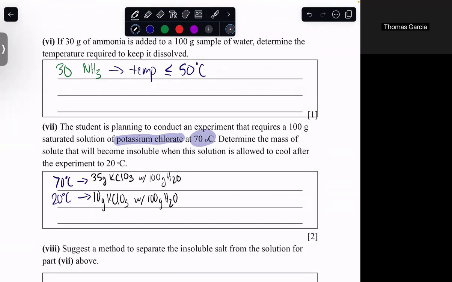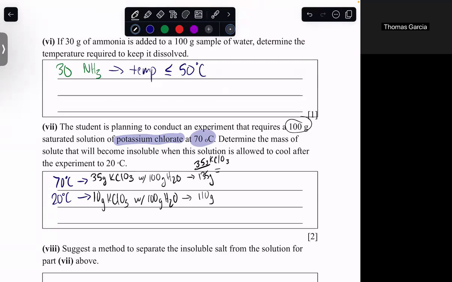So the problem is we have 100 grams total. And what we're actually saying is we're starting out with a solution that weighs 135 grams, and we're ending with a solution that weighs 110 grams. So the issue here is that we are not starting with the same amount that our graph tells us we're starting with. So we're going to have to do a little bit of extrapolation. The way we can do that is we can use mass percents. So we can take 35, and that's grams of KClO3, and divide it by 135.